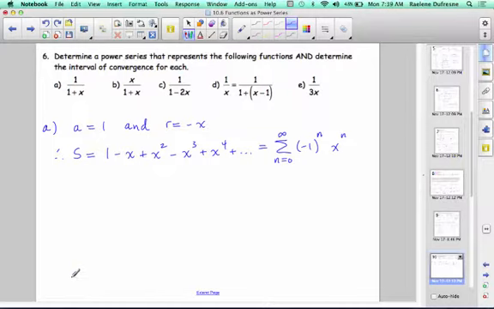And now the interval of convergence, we require that r, which is x, is contained from negative 1 to 1, and therefore the interval of convergence is simply still x contained from negative 1 to 1.